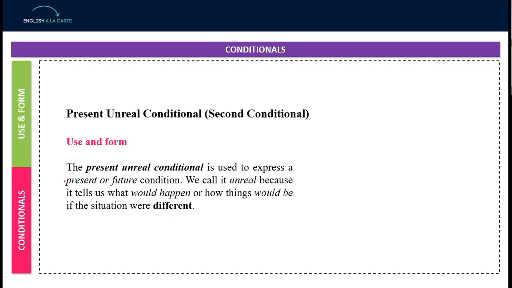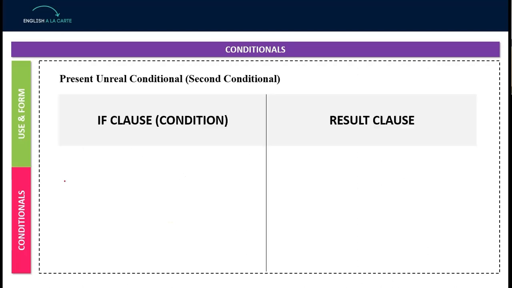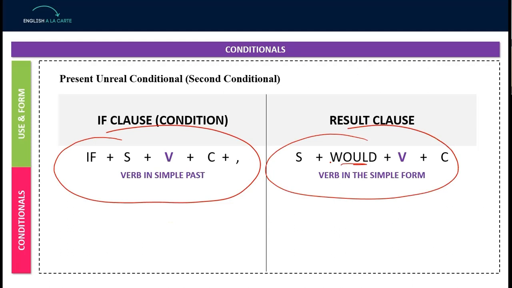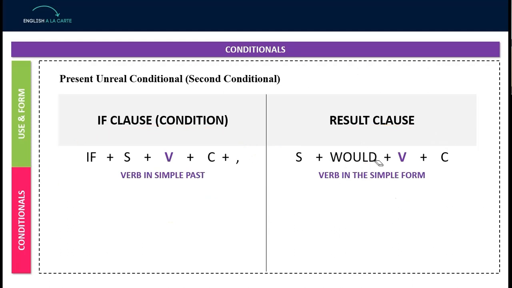Okay, very good. Excellent. So yes, we have two sentences, and these are the formulas. Here we have if plus the subject plus the verb in simple past plus the complement plus the comma. And here we use would plus the verb in the simple form. This is, in Spanish, sería, iría, estaría, viajaría. It's not real.